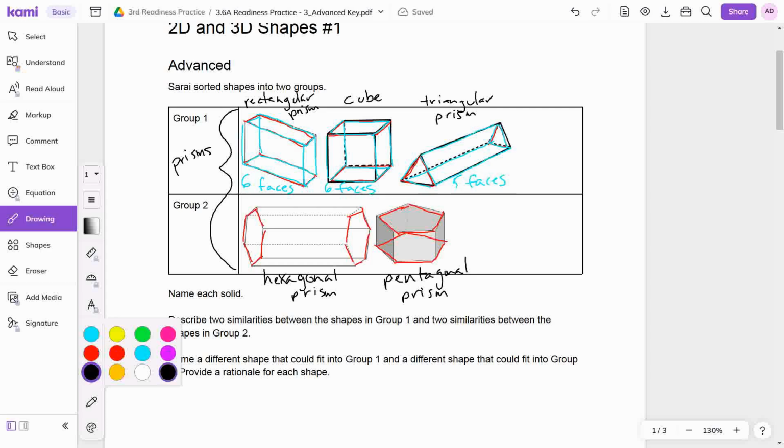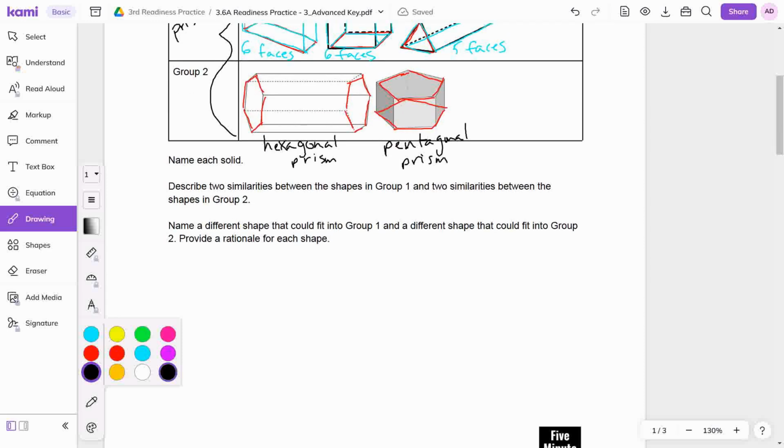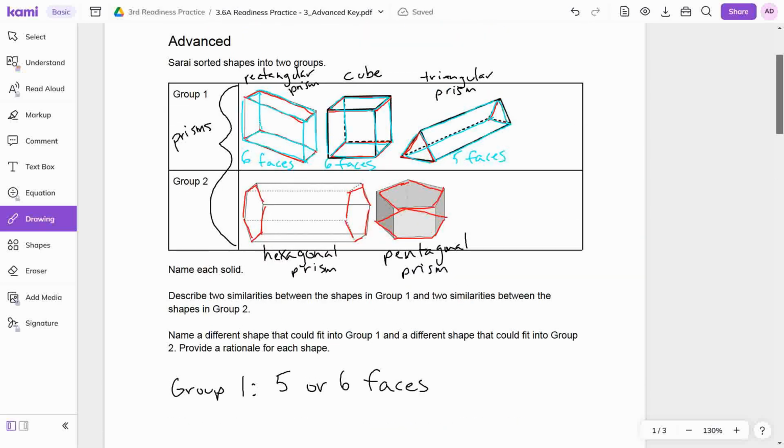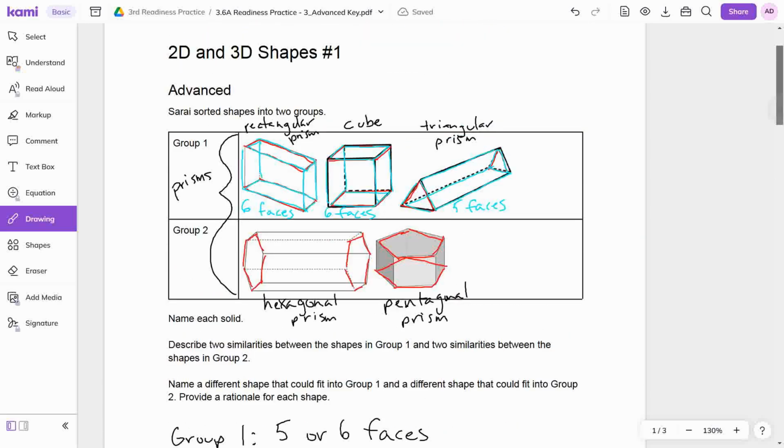So one thing we could say about group 1 is you can say they each have 5 or 6 faces. It doesn't have to be exact. You just want to kind of give a range. So that could work. What else could we say about group 1?